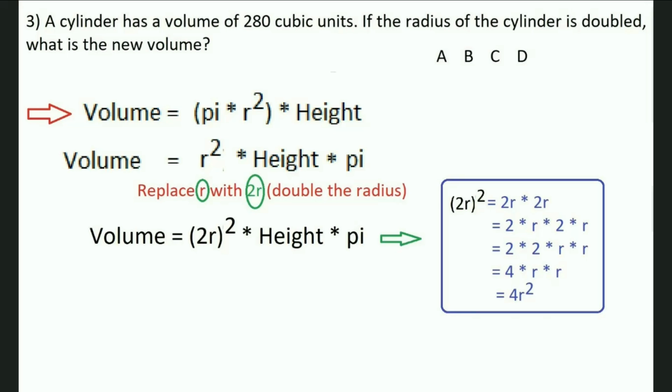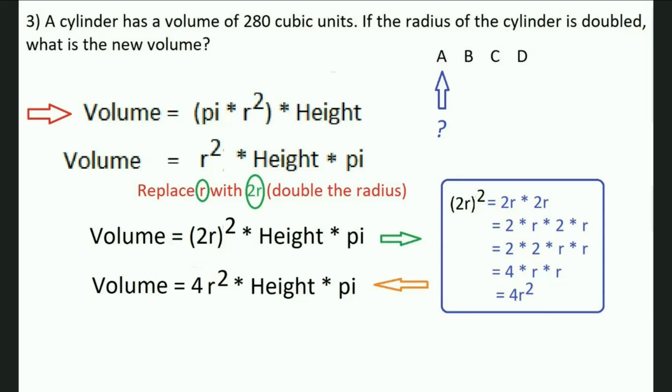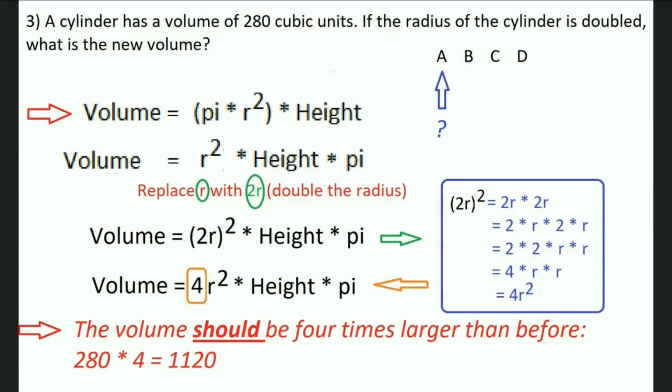R times r is just r squared. So when we simplify 2r squared, we end up with 4r squared. So our volume now is 4r squared times height times pi. And what that tells me is that the 4 is the only difference between what we see now and where we started. So my conclusion is, just looking at the fact that that 4 is the only change we've made from the beginning to the end, if we double the radius, the volume should be 4 times larger than it was before.